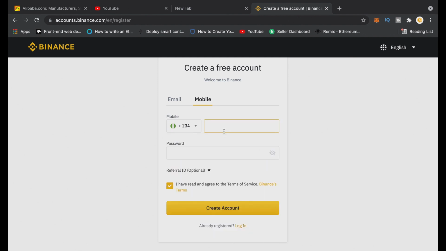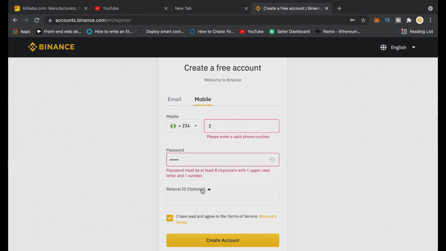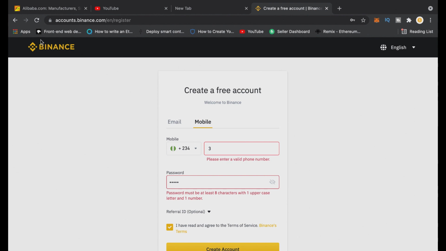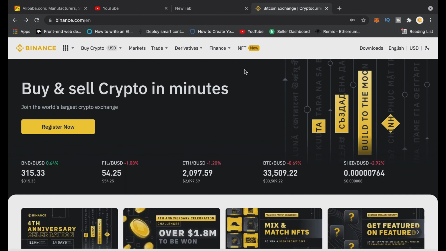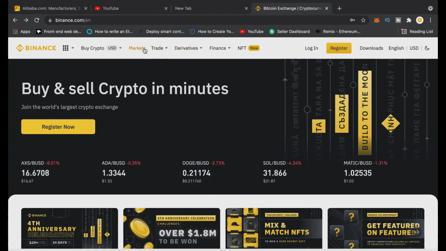Then you enter your phone number, put the password, and then you enter. If you have a referral ID, you enter. It's optional. You read terms and conditions, then you create. Right. So I'm not going to create an account because I think I already have an account with Binance, but I will be taking you straight up to the trading page, right?